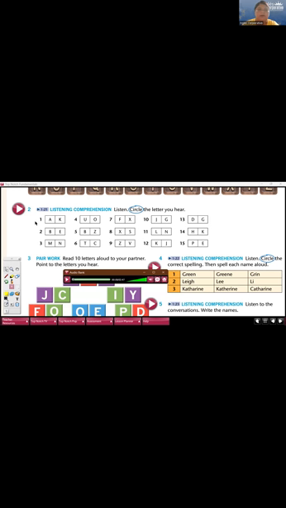hear. For example, number one, A. So you circle letter A, right? Entonces lo que vamos haciendo es encerrando la letra que se escucha. Ready? Yes. Listen. I'm ready. Circle the letter you hear.